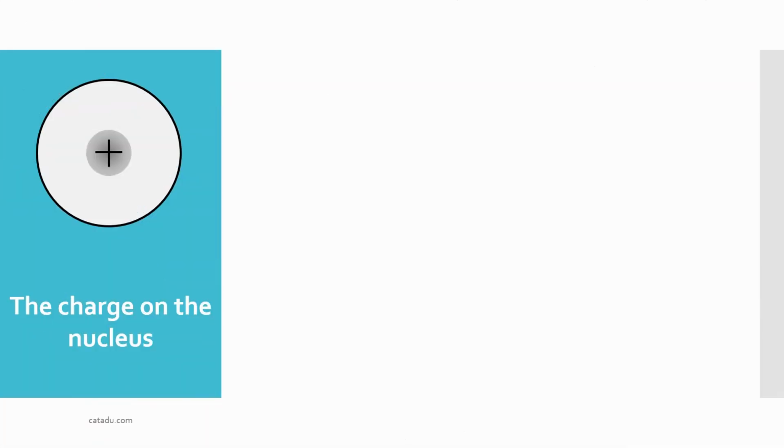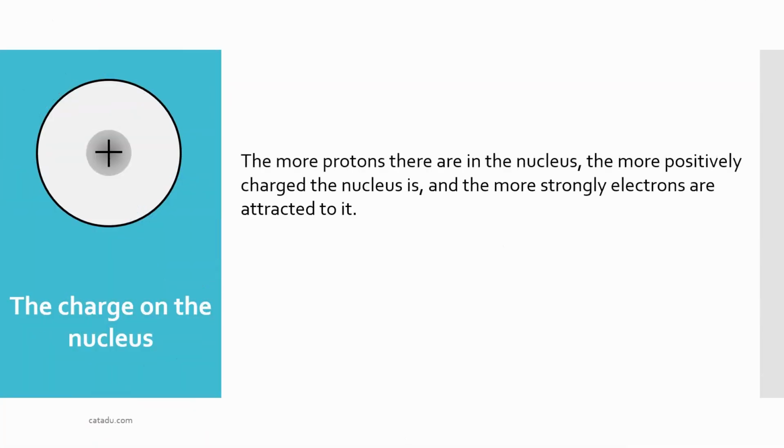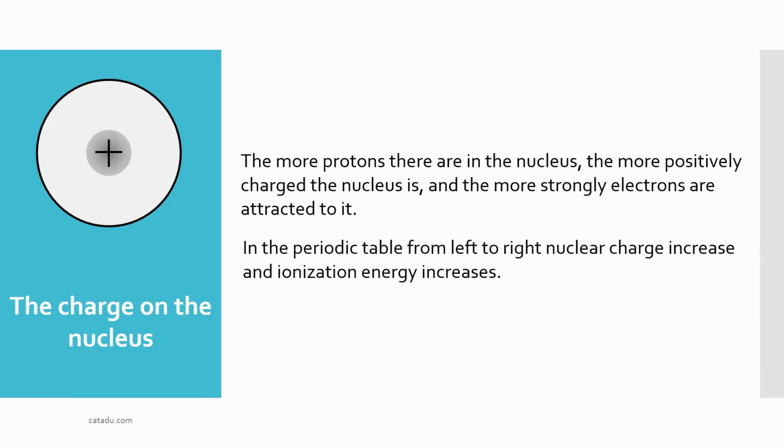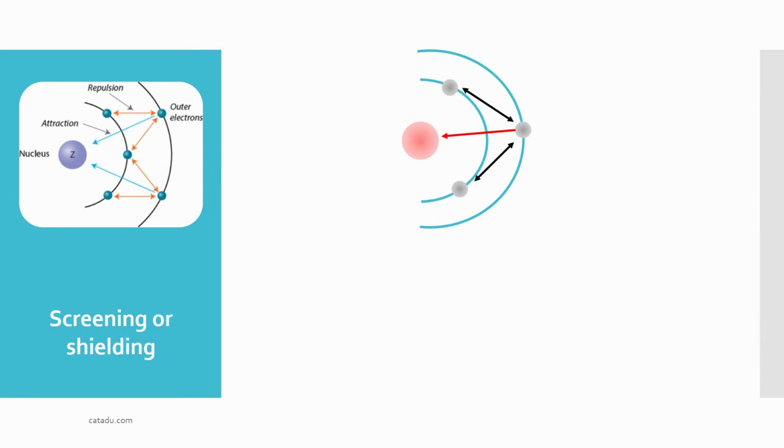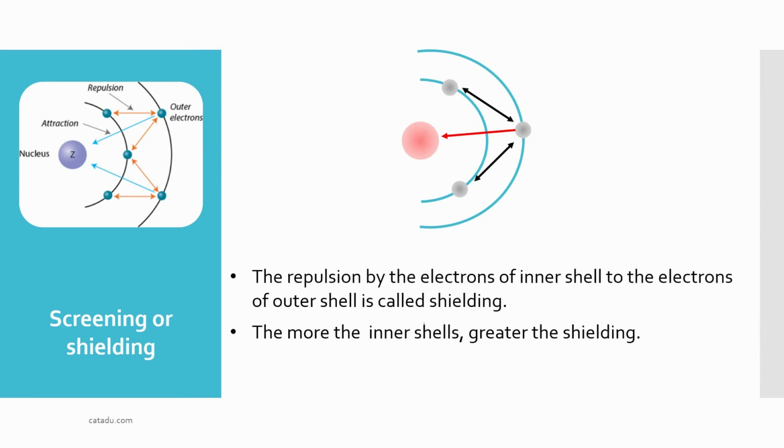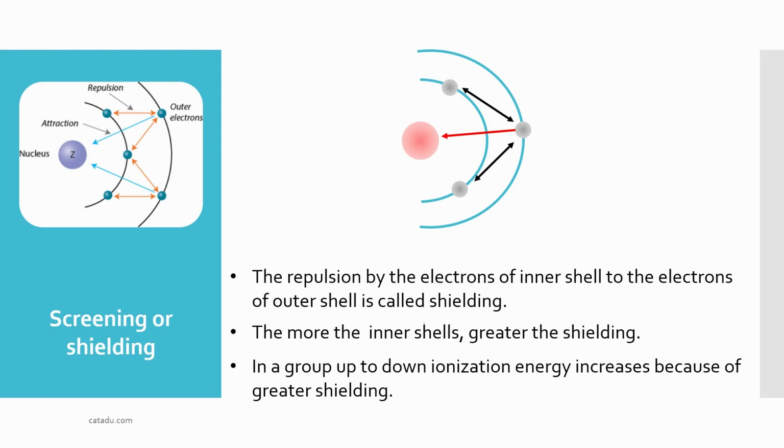The charge on the nucleus: the greater the charge on the nucleus, the greater the attraction force with the outer electron. Across a period, left to right, ionization energy increases due to the greater nuclear charge. Screening or shielding. I'm explaining the diagram here. Between the nucleus and the outer layer there is an attraction force, but the attraction force decreases due to the repulsion by the electrons of inner shells. So shielding increases with more electrons in the inner shells, the greater the shielding. For example, potassium has more inner shells, so potassium has a lower first ionization energy than sodium.